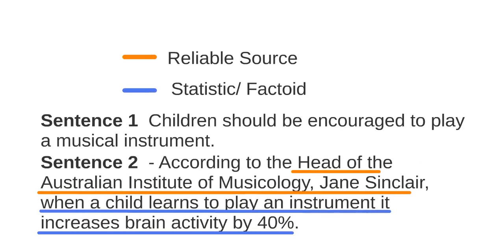Let's look at another example. Sentence 1. Children should be encouraged to play a musical instrument. There's nothing incorrect about that statement. But in sentence 2, the same idea is conveyed with a lot more force. According to the head of the Australian Institute of Musicology, Jane Sinclair, when a child learns to play an instrument, it increases brain activity by 40%. Here we have a reliable source being cited, and then a statistic clearly encouraging the reader to think of children playing musical instruments as being desirable.